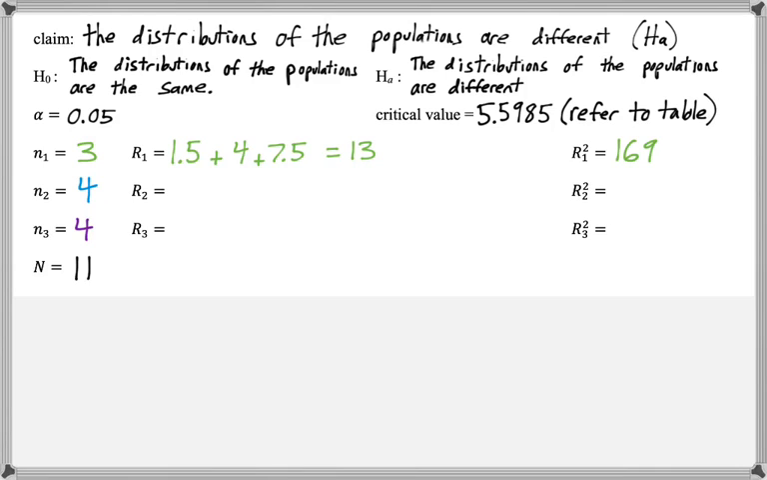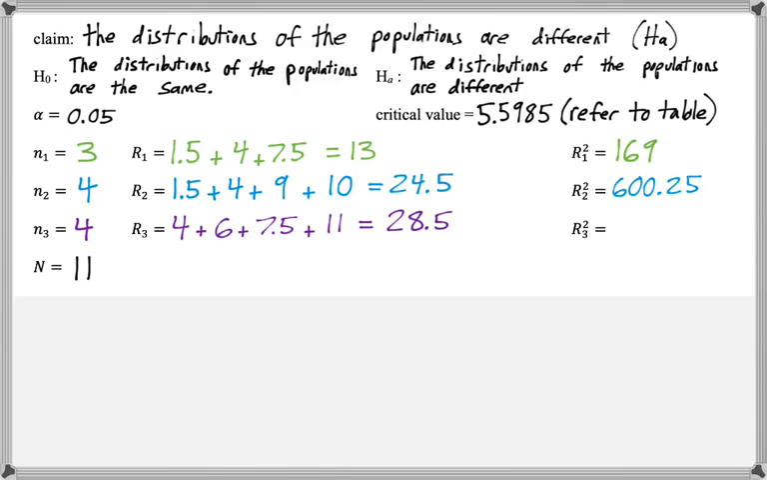R2 is the sum of the ranks from sample 2, and that would be 24.5, which, if we square that, we get 600.25. And then finally, R3 is the sum of the ranks from sample 3, and we get 28.5, which, if we square that, we get 812.25.